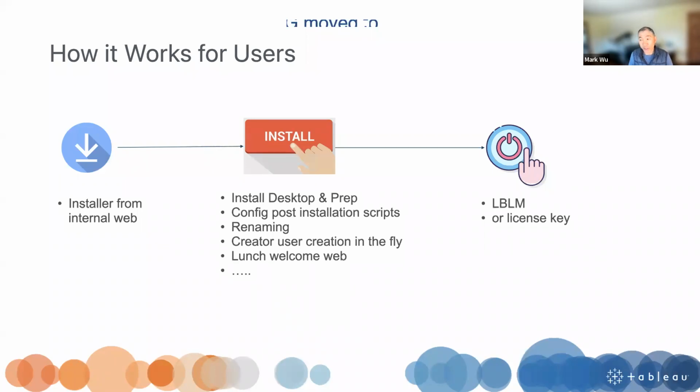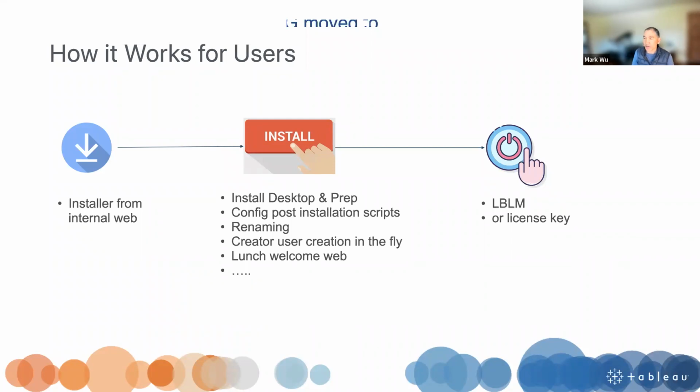I'm also using LBLM. As we all know, for LBLM to work, the user has to have a Creator site role on your server. I automated the whole workflow so that during the installation, the user's Creator site role is automatically created on the fly if the user's site role is not Creator yet. And at the end of installation, there's a welcome message.